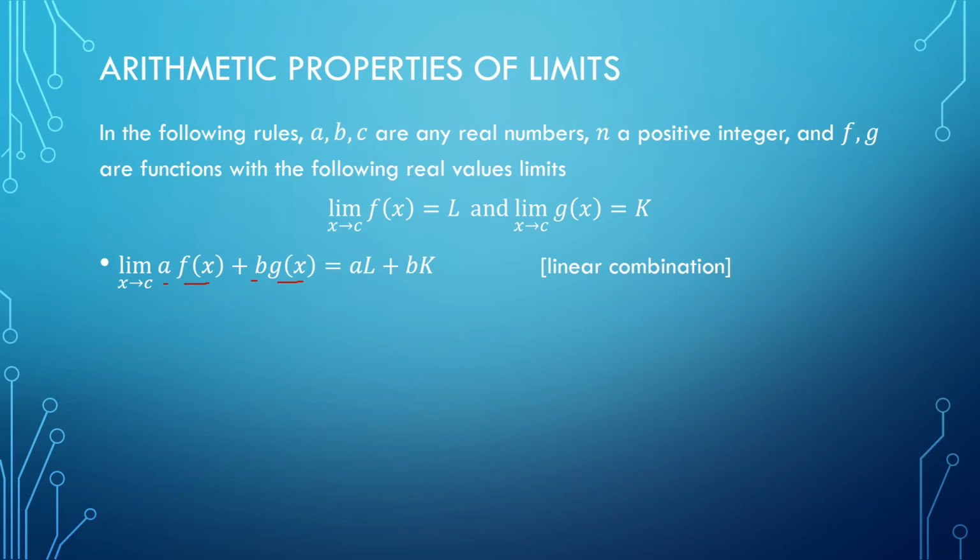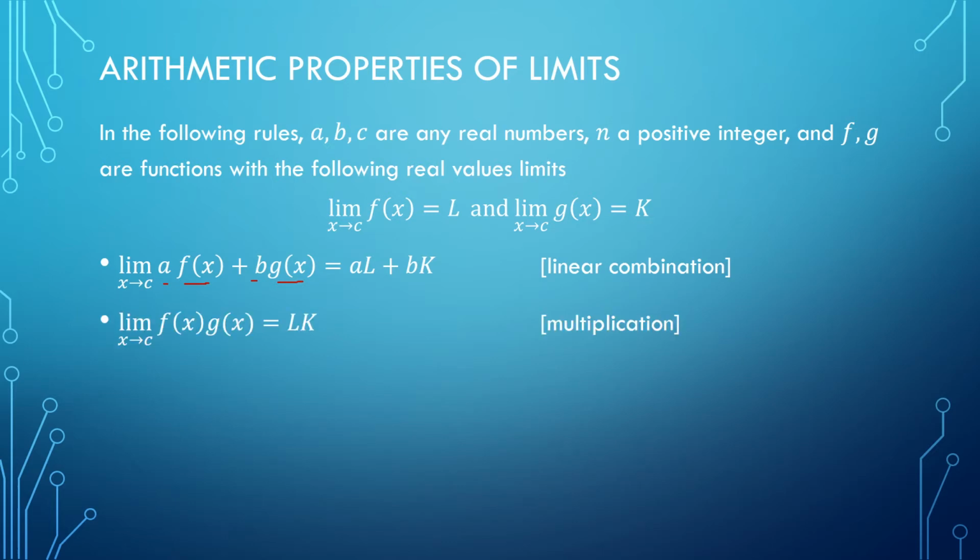So think about some special cases here, and sometimes in your book the special cases are listed as separate rules. For example, if a equals 1 and b equals minus 1, then we have the limit of f minus g equals L minus k, and that might be called the subtraction of functions rule. We might also have the special case where b equals 0, and that might be called the constant coefficient rule. The limit of a times f equals a times L. We can combine all those rules into one and just call it the linear combination rule.